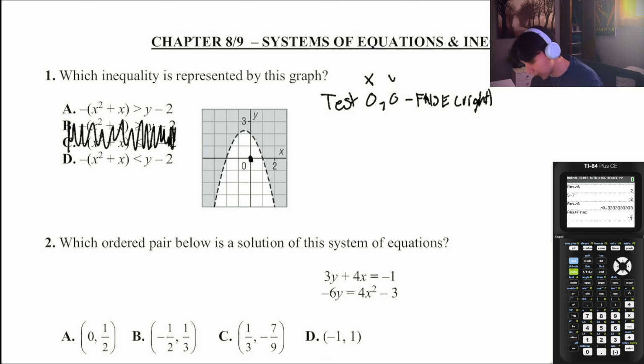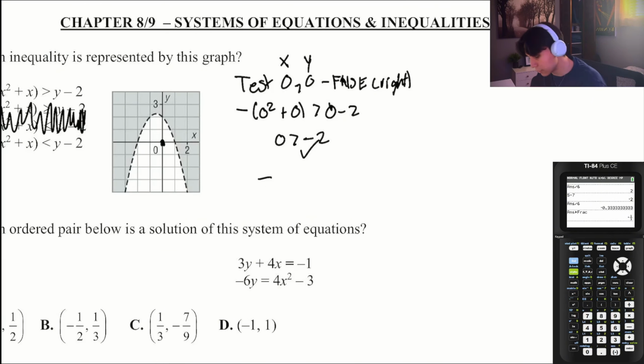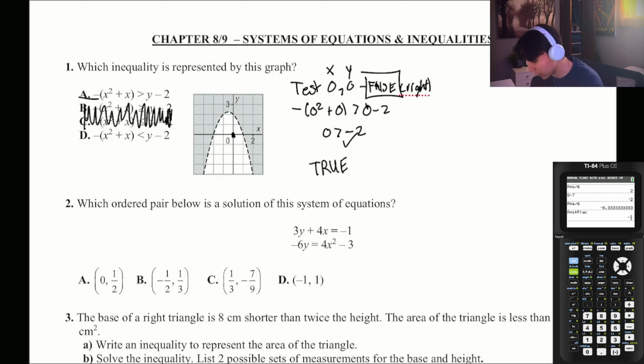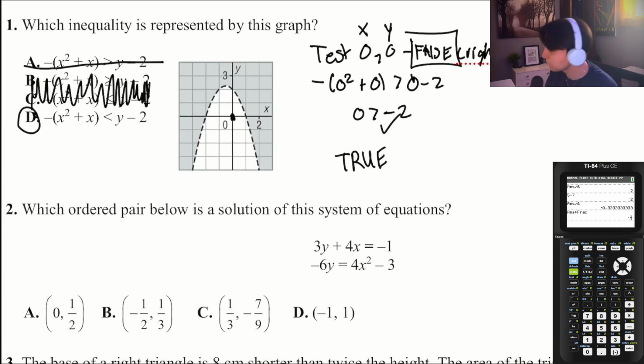So x is 0 and y is 0. So -0 squared plus 0 is greater than 0 minus 2. So 0 is greater than -2. Is this true? Yes, it is. So true. But again, we don't want this to be true. Remember, we're looking for it to be false because this is not shaded. So we're going to cross out this answer here. The best answer, therefore, is going to be D. By process of elimination and using test points, we can determine this.